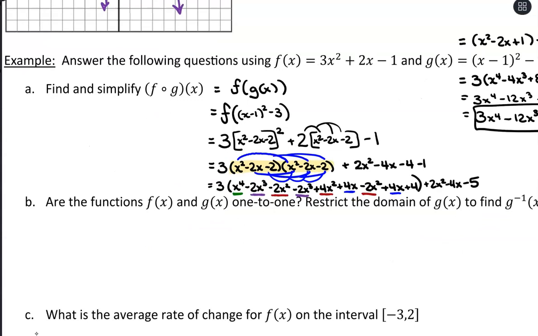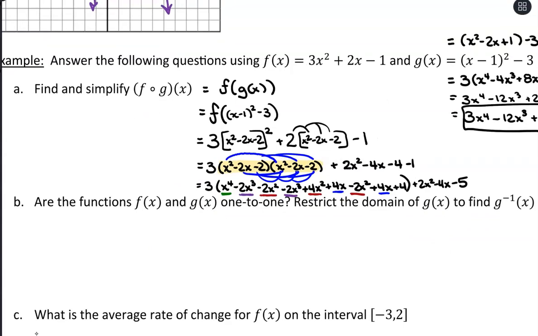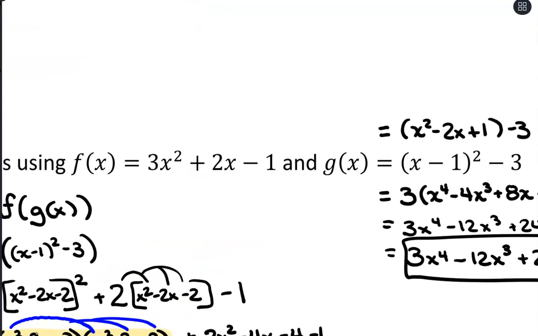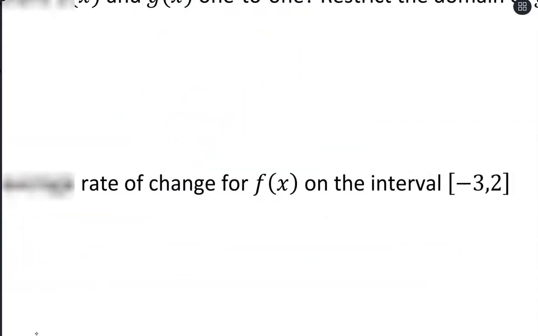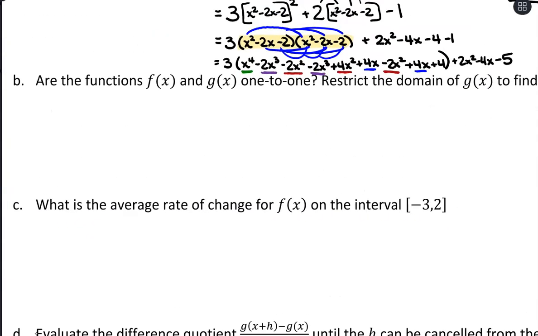Okay, are the functions f of x and g of x one-to-one? So if we think of a quick sketch here, this 3x squared plus 2x minus 1, that's going to be a concave up parabola. That is not one-to-one. And then my x minus 1 squared minus 3, that's also a concave up parabola, also not one-to-one. So those two functions are not one-to-one because we failed that horizontal line test.